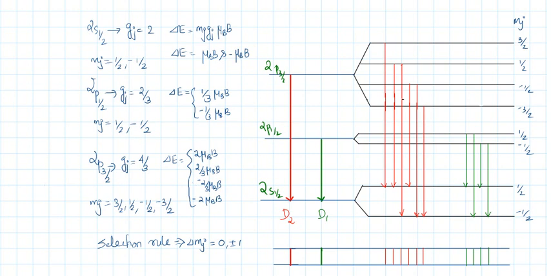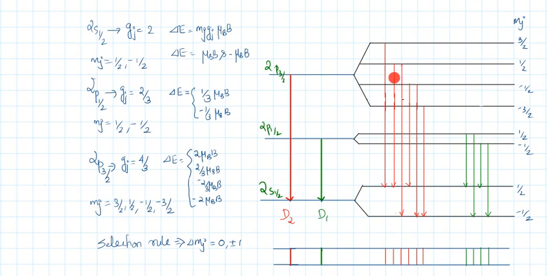The selection rule for the allowed transitions is ΔmJ is 0, plus or minus 1. So we will denote mj values here. This is mj equal to 3/2, and this is 1/2, minus 1/2, minus 3/2, and 1/2, minus 1/2, 1/2, minus 1/2. A transition from 3/2 to 1/2 is allowed, but 3/2 to minus 1/2 is not allowed because ΔmJ becomes 2. So from 3/2 you have only one transition.